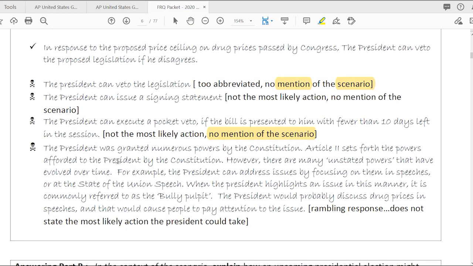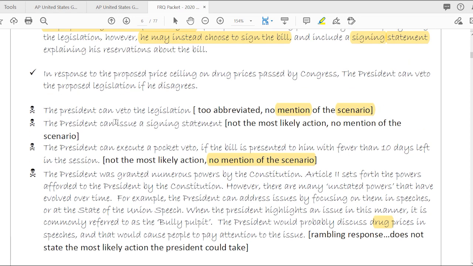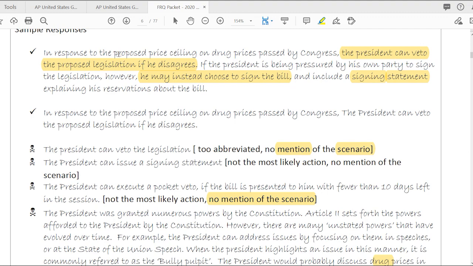And then finally, the president was granted numerous powers by the Constitution. Article 2 sets forth the powers afforded to the president by the Constitution. However, there are many unstated powers that have evolved over time. For example, the president can address issues by focusing on them in speeches or at the State of the Union. Okay, you get the idea. I wrote this response, but it is off the rails and rambling. It is not focused, and there's no mention of the scenario, well, there is a mention of drug prices. So again, not the most likely action taken. Stick with what you know, which is that the president can veto.